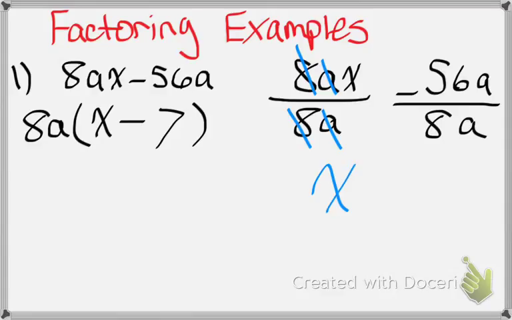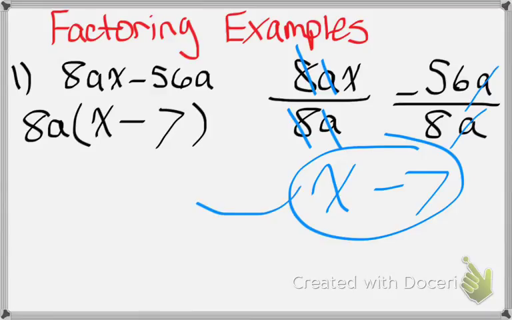Now look at the right one. The a's cancel, so the a's are gone. Negative 56 divided by 8, well, that's negative 7. So you know with x minus 7, well, hey, that agrees with what we had inside that parenthesis. So again, when you're pulling things out, it's really technically dividing. And it's using all those skills we talked about back in chapter 7.